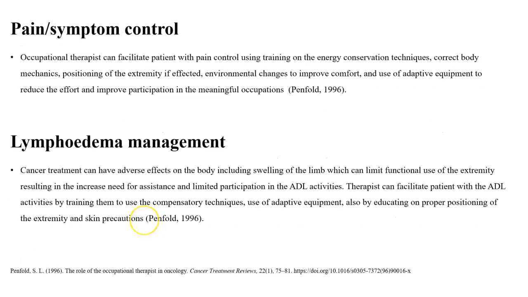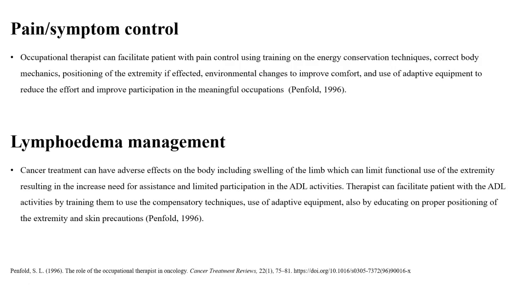Pain and symptom control. Occupational therapists can facilitate patients with pain control using training on energy conservation techniques, correct body mechanics, positioning of the extremity if it's affected, environmental changes to improve comfort, and use of adaptive equipment to reduce the effort and improve participation in the meaningful occupations.